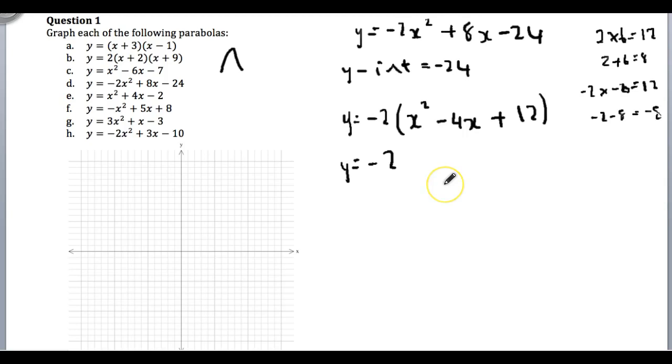Okay, so I will then say, well, I can either complete the square or use the quadratic formula. For this one, I would actually use the quadratic formula.